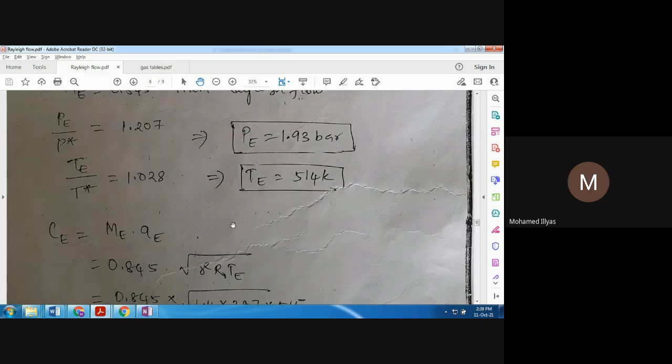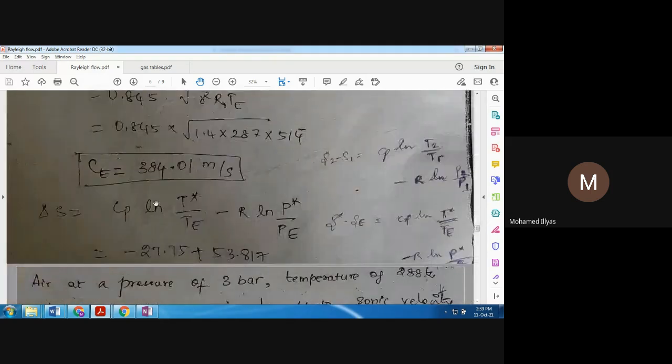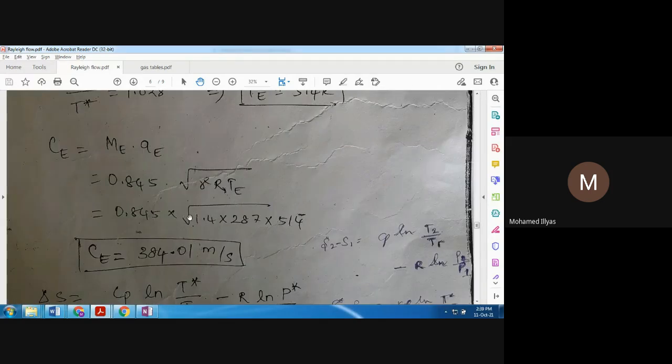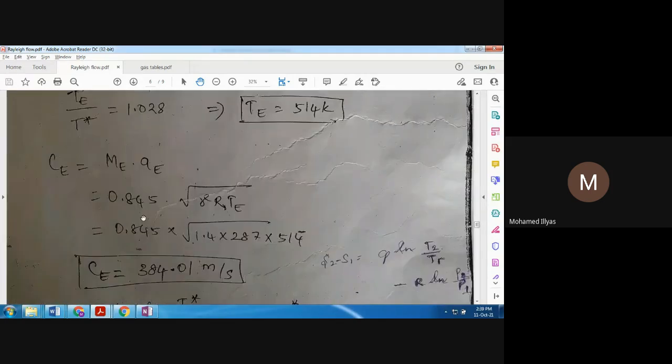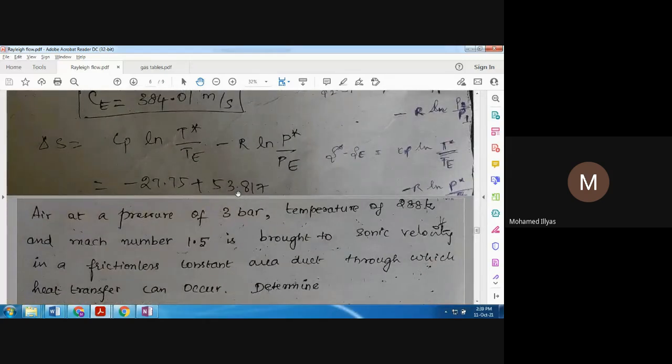So already we know T by T star and P by P star. In all our gas dynamics problems, that ratio is easily used. Since it is T star by T, I can write the inverse of this one. So this will be 1 by 1.028, and this will be 1 by 1.27 here. So you will get our change in entropy. That is minus 27.5 plus 53.87 will give the final answer for entropy change.